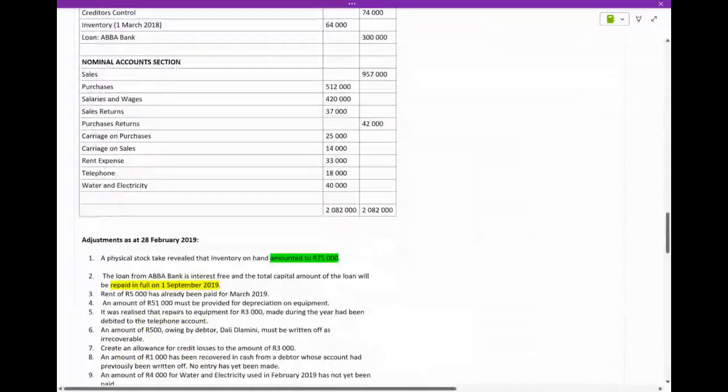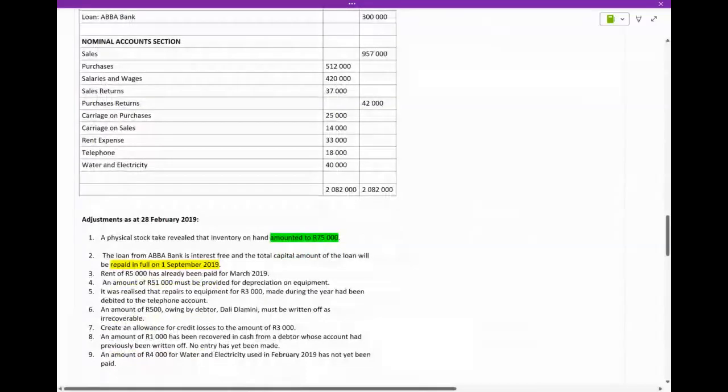Because usually, if we're on the perpetual, we already do know our trading inventory, isn't it? And therefore, when we see we did a stock take and it was worth 75,000, what we're actually seeing is the amount in our books, what it is on the pre-adjustment trial balance under the perpetual, but now we're under the periodic. So anyway, just take note of that. So we've got 75,000 there.